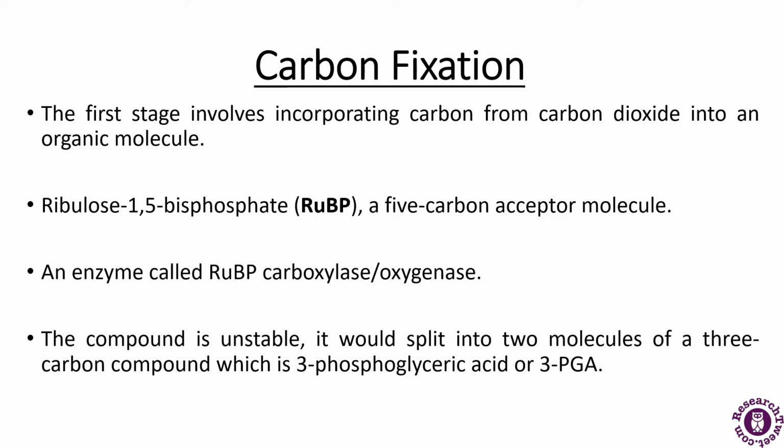So when an enzyme acts on this, it will make a 6 carbon compound. The compound is very unstable, so it would split into 2, 3 carbon molecule compounds, which is 3-phosphoglyceric acid. Then hence for each of the carbon dioxide that would enter the cycle, there will be 3 PGA molecules which are formed. We will be discussing all these in the cycle in detail also.